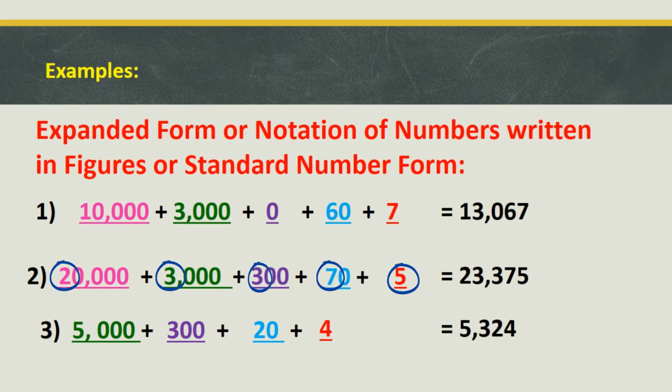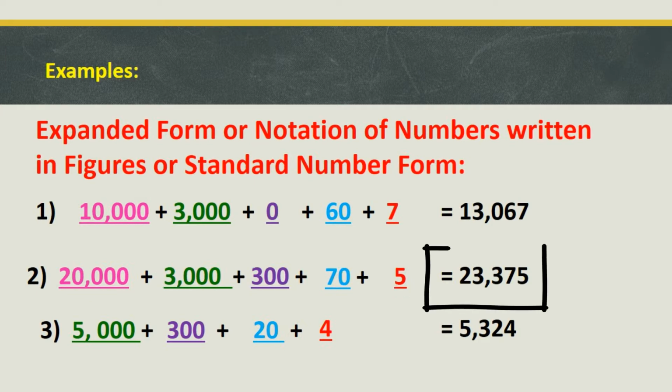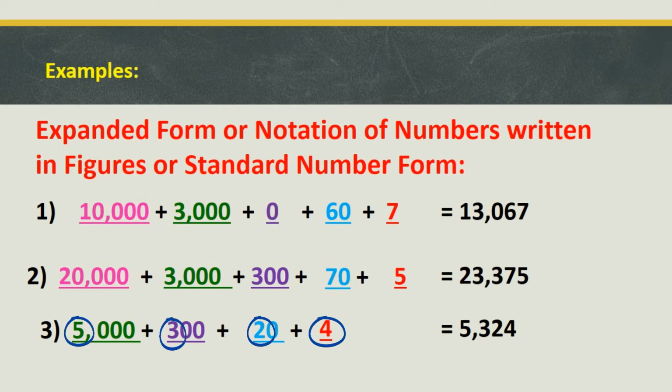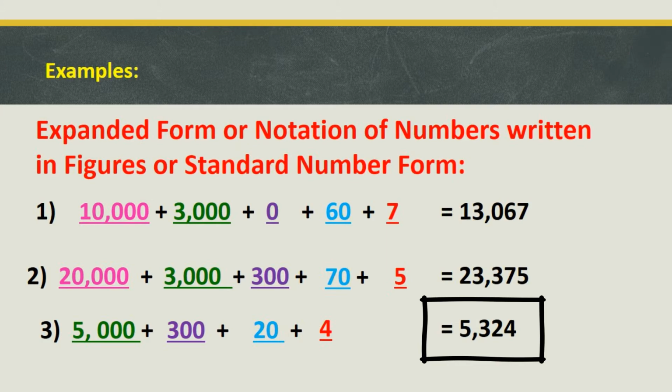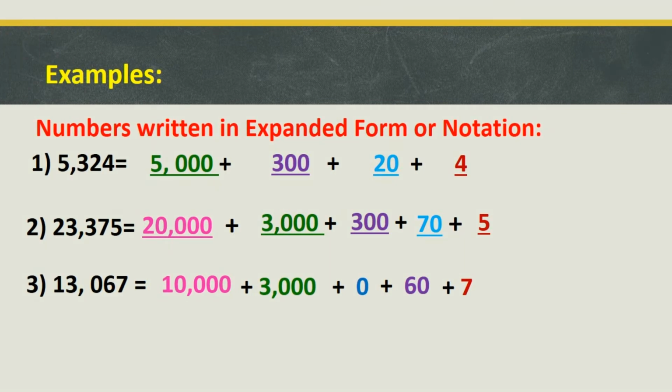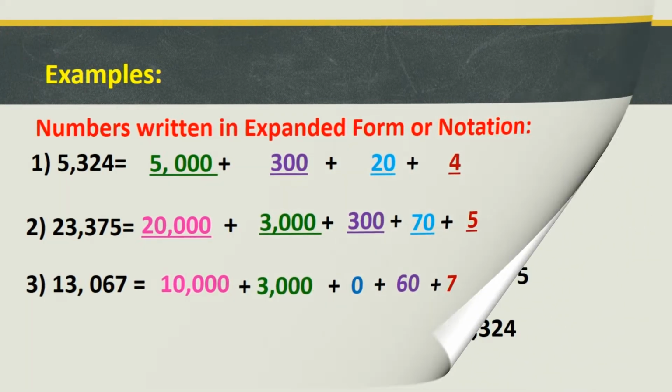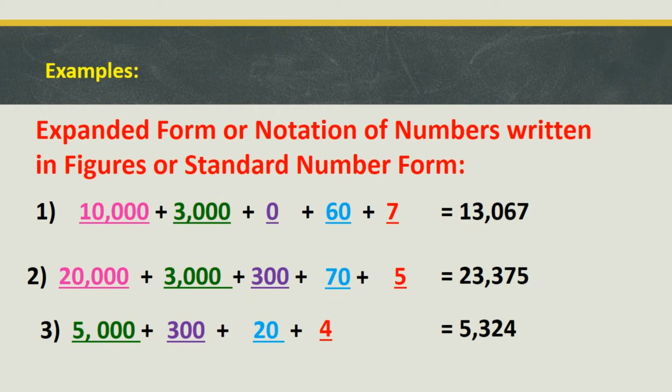Again, take the first digits of the place value numbers and write it as 23,375. The third example 5,000 plus 300 plus 20 plus 4. The figure or standard number form which you get of this expanded notation is 5,324. So now children, you have understood these examples of how to write expanded notation and how to write figures or standard number forms from expanded notation or expanded form of numbers given.